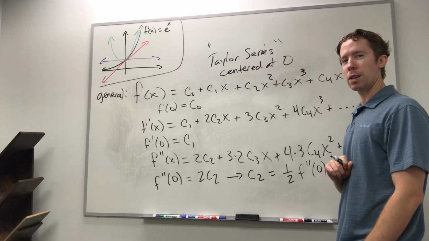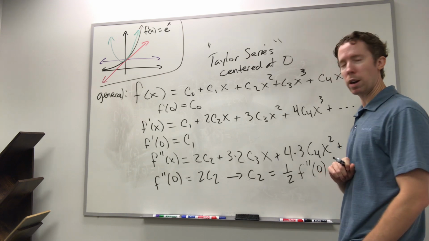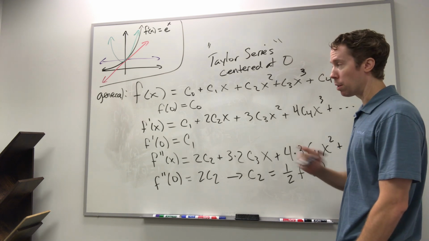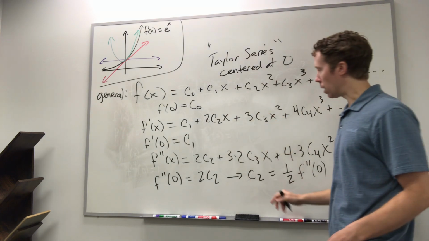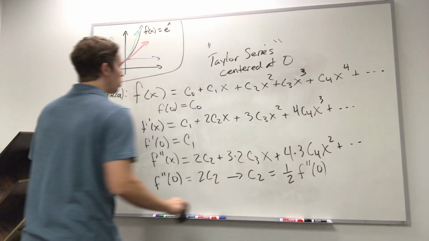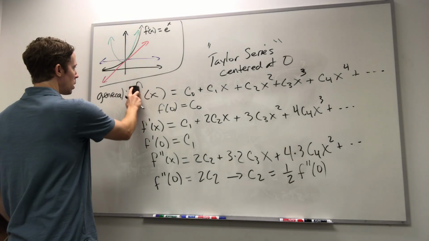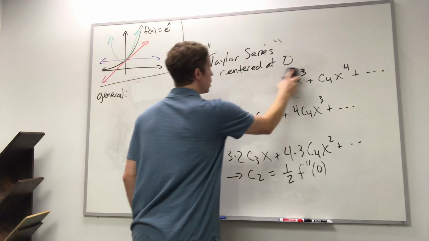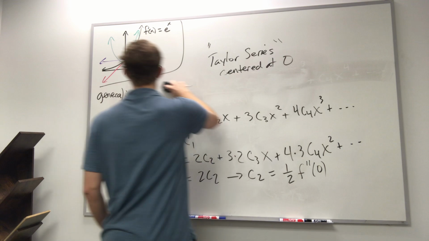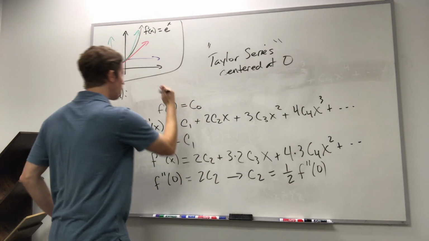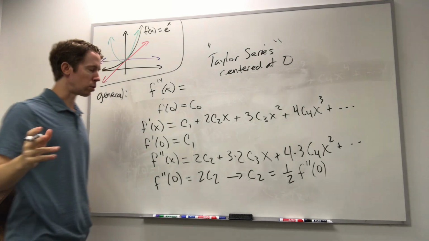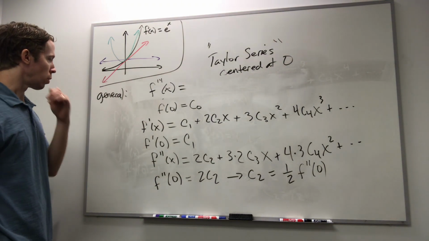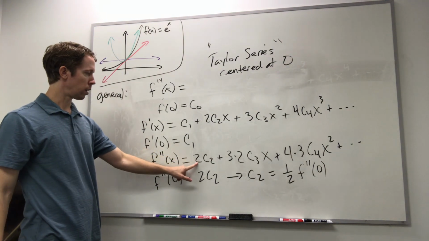So the pattern is not quite as simple as I thought it might be, just by looking at the first two. So I need to keep going and see what I end up with. Let's take the third derivative, and then we'll try to draw the pattern from that. So the third derivative, I'm looking at this line.